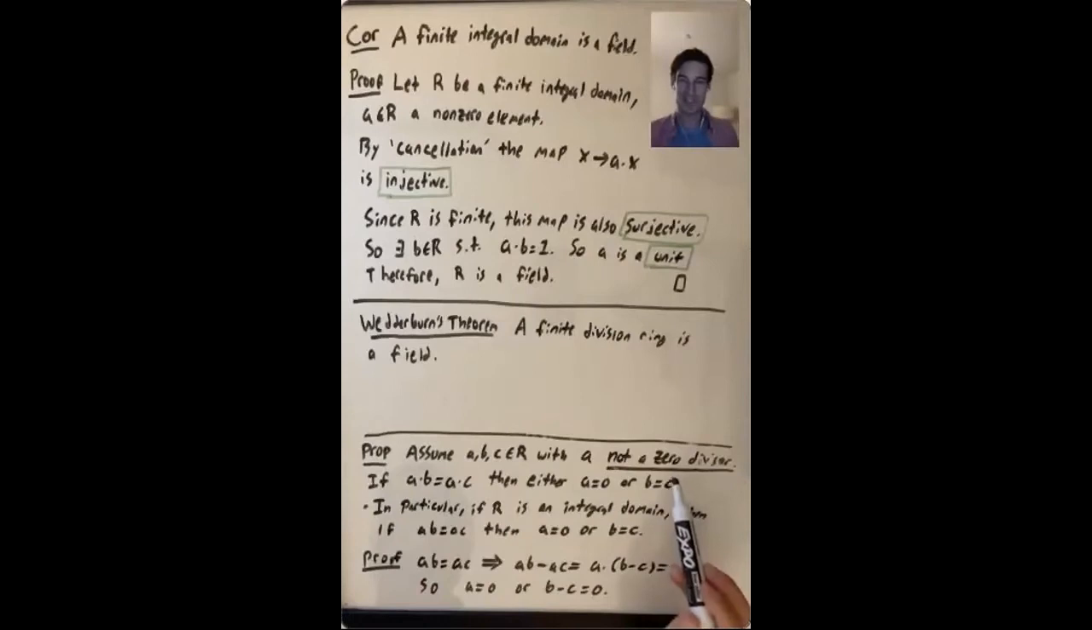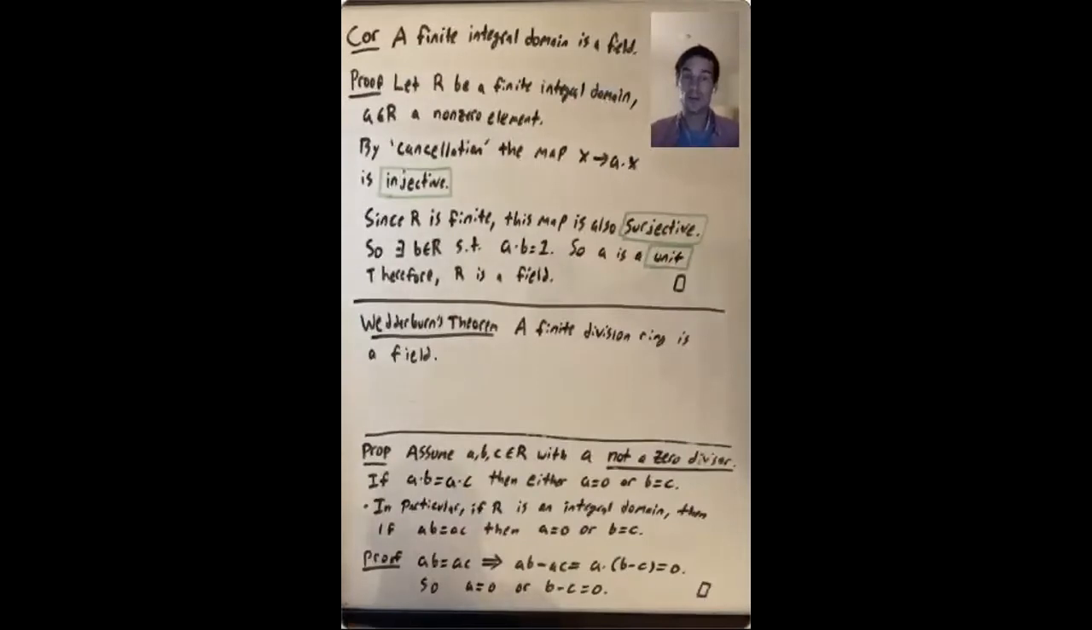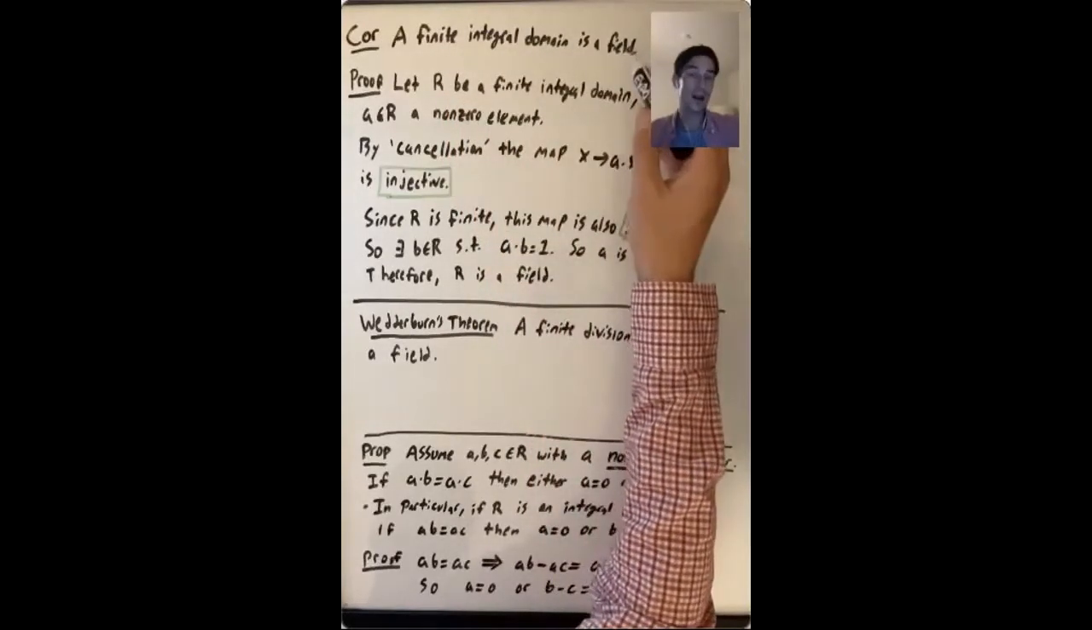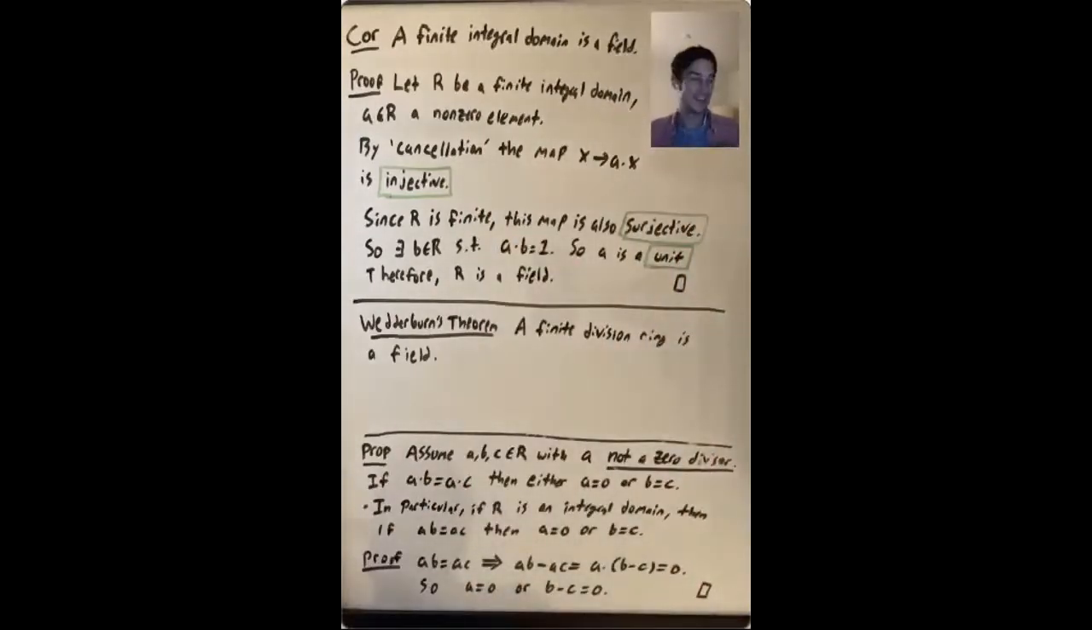Let's use this proposition now to prove that a finite integral domain is a field. So what are we proving? Remember, an integral domain is a commutative ring R with an identity 1 not equal to 0 that has no zero divisors. We're proving that if you have no zero divisors and you're finite, then automatically every non-zero element is a unit. So let's suppose that R is a finite integral domain and A in R is a non-zero element. If we can show that A is a unit, we'll be done, because all we want to do is show that every non-zero element is a unit.